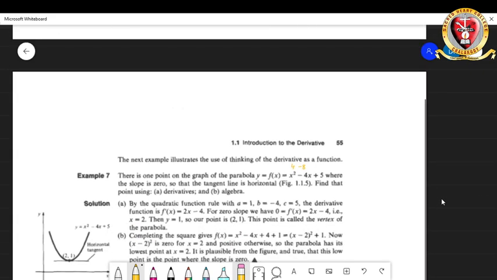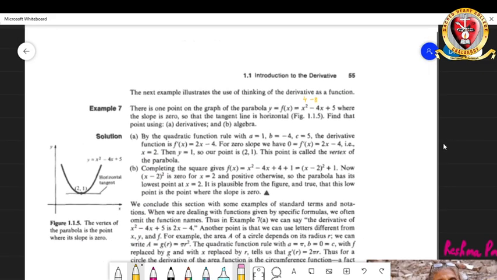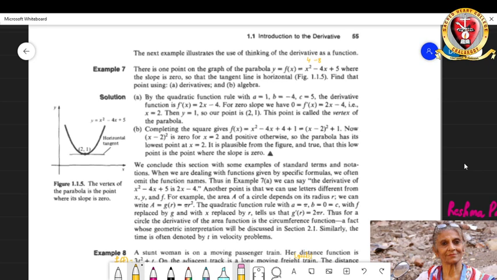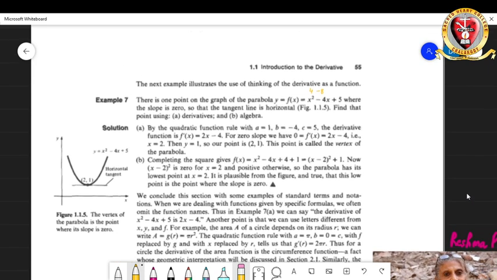Okay, now let's see some examples. Example 7 starts with a statement which says there is one point on the graph of the parabola y is equal to f of x, which is equal to x square minus 4x plus 5, and at that point the slope is 0.